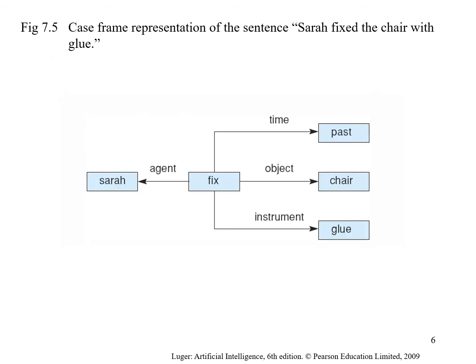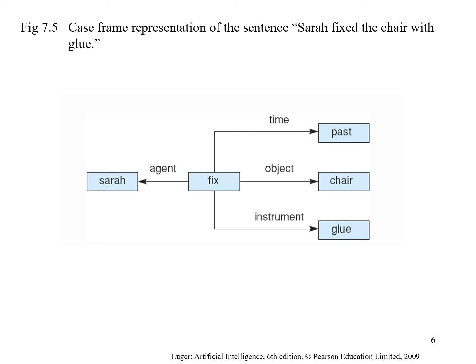Look at the following specific representation of a sentence. In this case, the sentence is Sarah fixed the chair with glue. Look at how we have all the components here, which is the agent, which is Sarah, and then the action, fix. And then here we have attributes for the action, that is time, the object, the instrument.